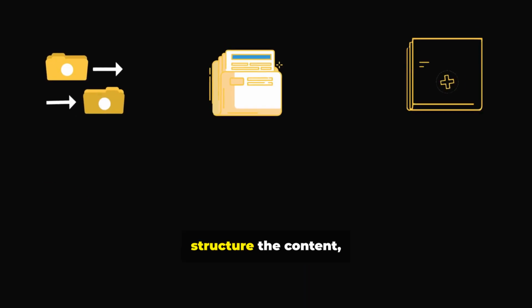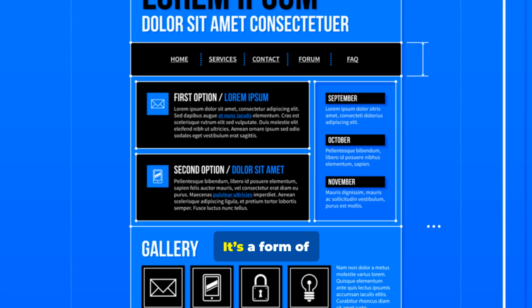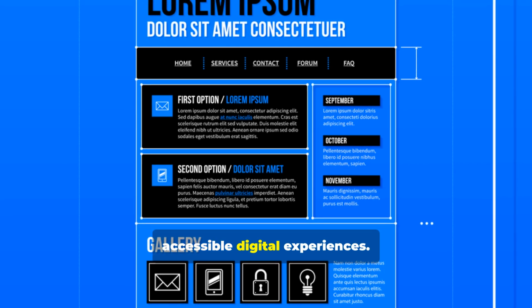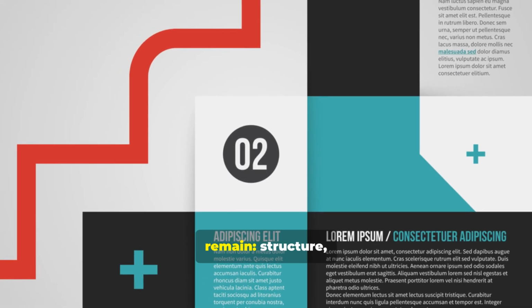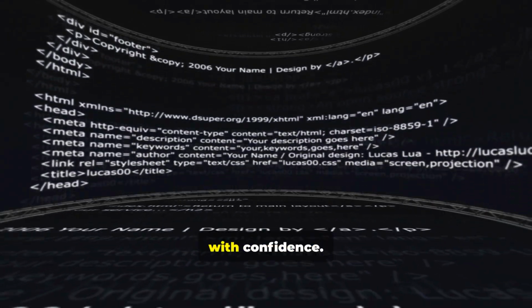Like a letter, you structure the content, style the look, and add interactive moments. It's a form of communication, turning ideas and services into accessible digital experiences. Tools evolve quickly, but core principles remain: structure, style, behavior. Understand this core to get started with confidence.